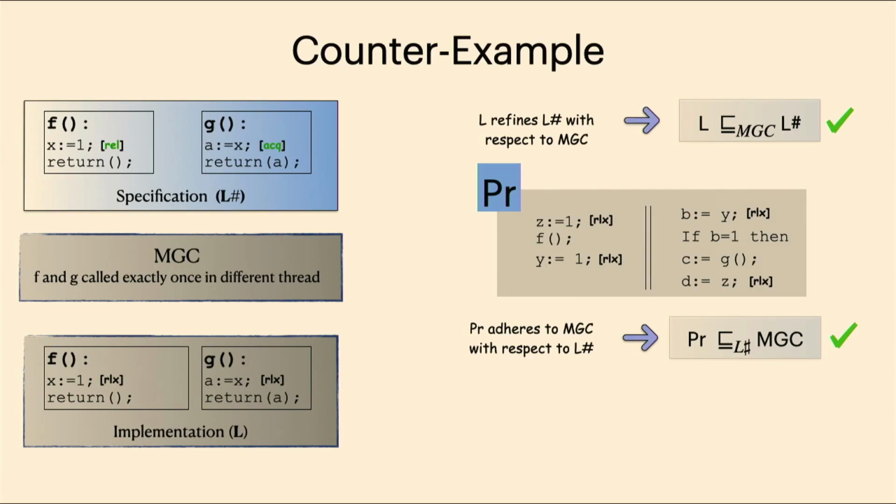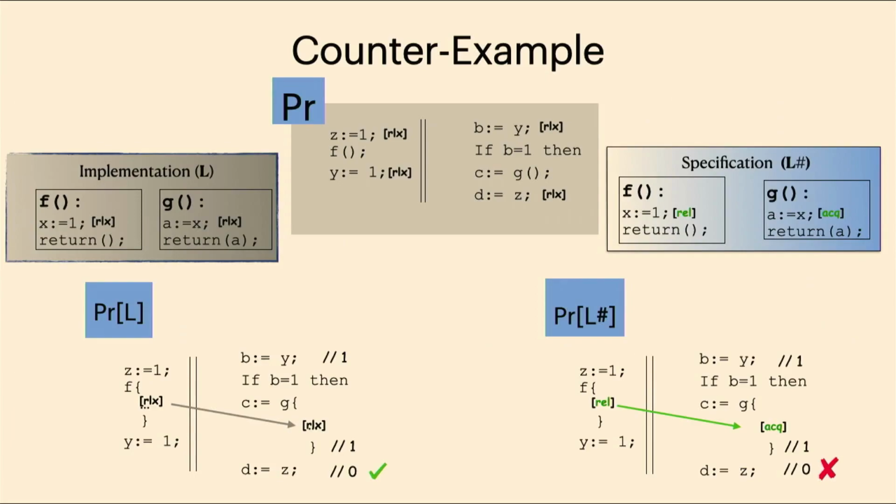Now, since we could fulfill both of these obligations, the developers' and the clients' obligation, we can hope to see behavioral containment as guaranteed by the theorem that we aim to prove. But this is not true, as we will see again in the next slide with an example.